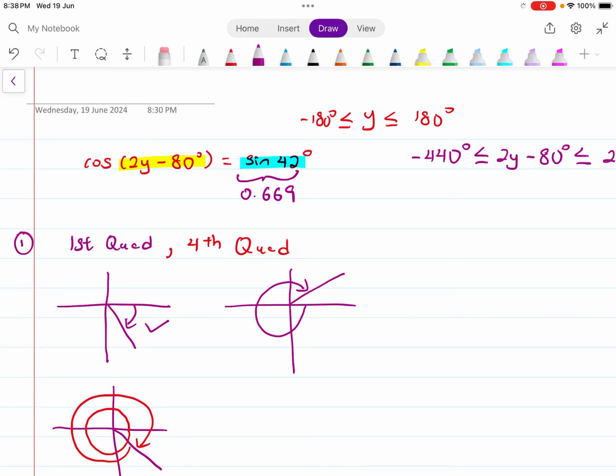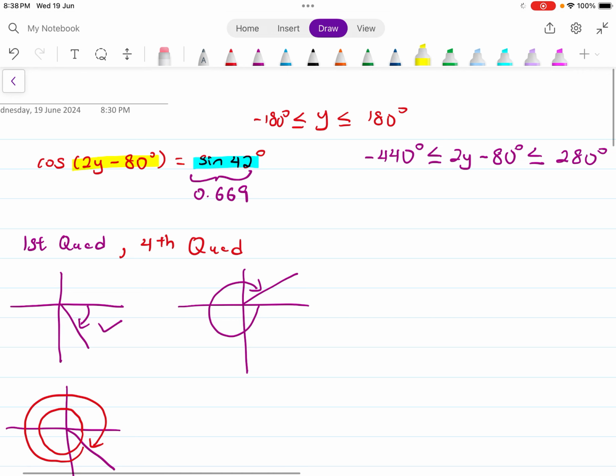Alright, so let's go through this: cosine (2y minus 80 degrees) equals sine 42. So we are asked to solve this trigo equation. Of course, they say that y is more than or equal to negative 180 and less than or equal to 180. Okay, so for this question, before we do the steps, we need to set the range first.